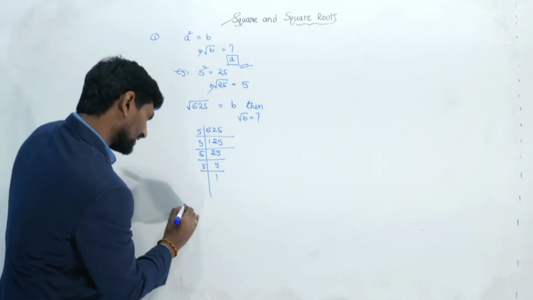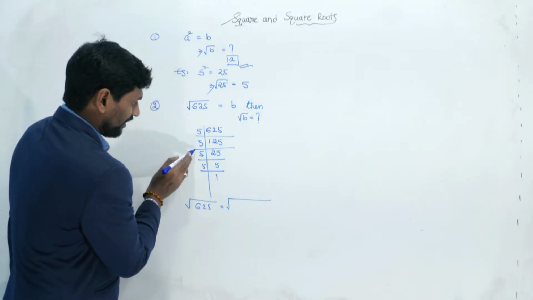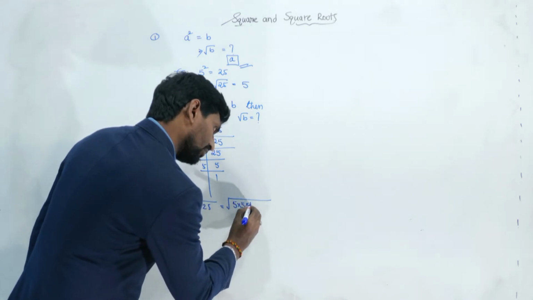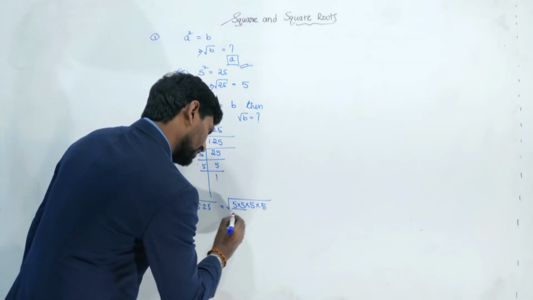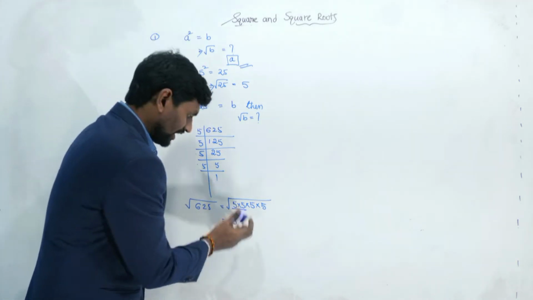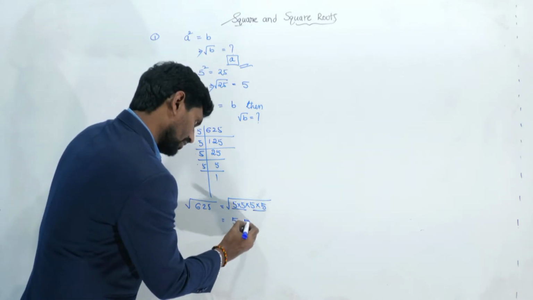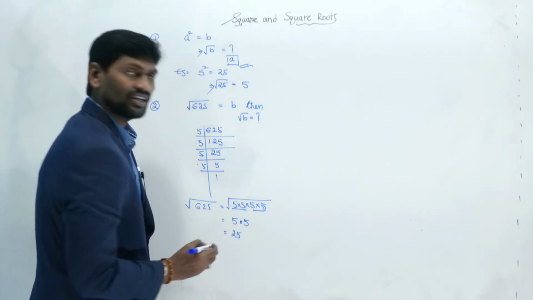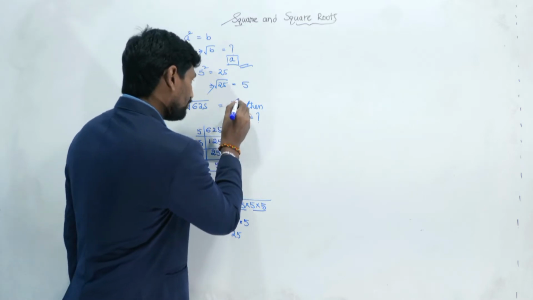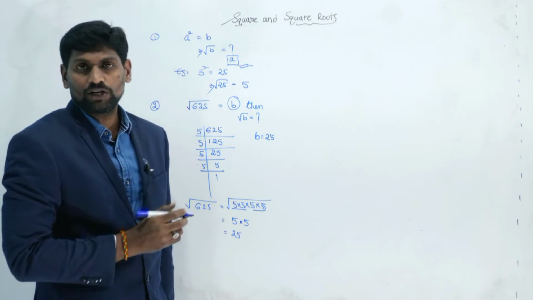That means we can express 625 as 5 into 5 into 5 into 5, 4 times. From these 5s, for every 2 fives we can take 1 out of the square root. Here also from these 2, we can take 1. 5 into 5 is 25. That means the square root of 625 is B, so B value is 25. We got B value 25.